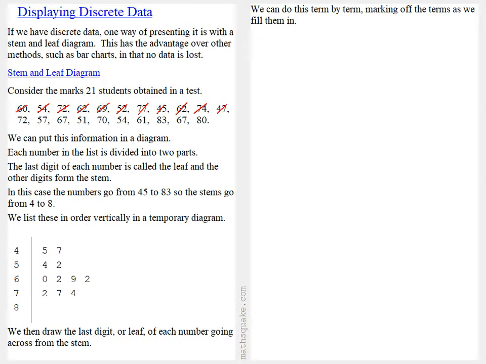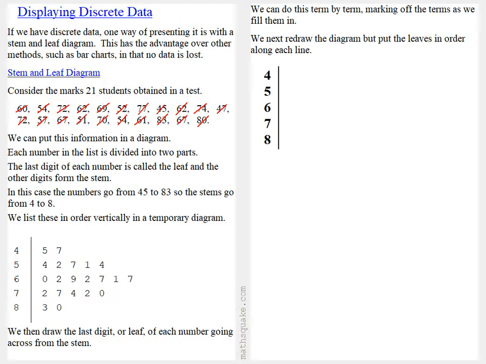Then 72. Then 57. Then 67, then 51, then 70, then 54, then 61, then 83, then 67, and finally 80. We next redraw the diagram, but put the leaves in order along each line. So again, we start with the numbers 4, 5, 6, 7 and 8 and draw a vertical line. We must make sure that the leaves are put in neat vertical columns.